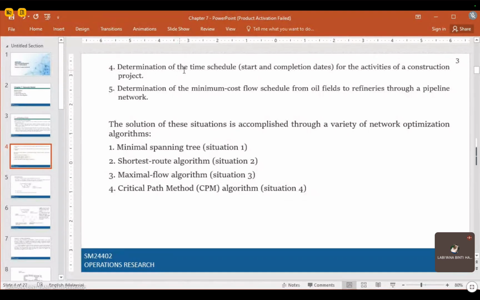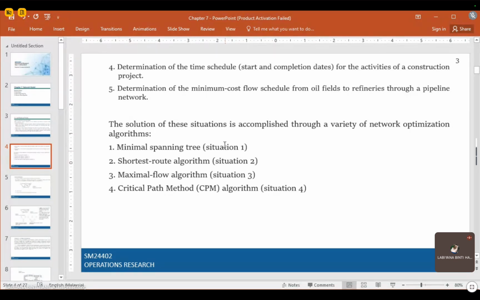Determination of the time schedule, start and completion dates for the activities of a construction project. And the fifth one, the last one, determination of the minimum cost flow schedule from oil fields to refineries through a pipeline network. So the fourth one is they want to determine the time schedule. The fifth one is the minimum cost flow. So in these five situations, we try to find the solution for each situation.